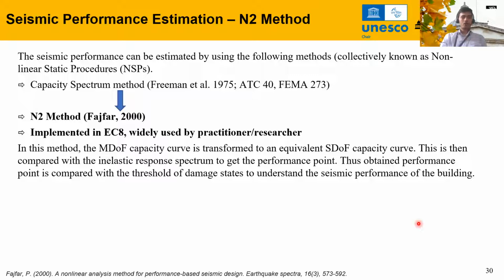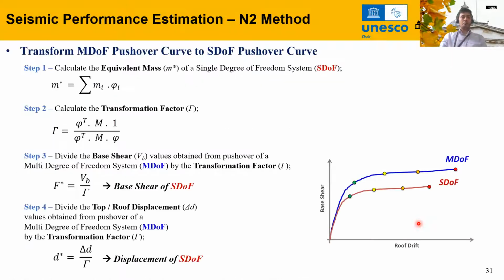academic setting. So in this method, we get the multi-degree of freedom system capacity curve, then we translate it into an equivalent single degree of freedom system. Then for this, we generate the inelastic response spectra. Then we compare the strength versus the demand to get the performance point. So these are the different steps for the N2 procedure.